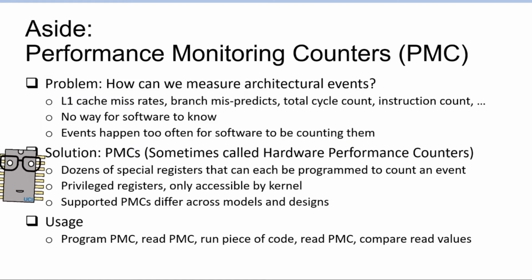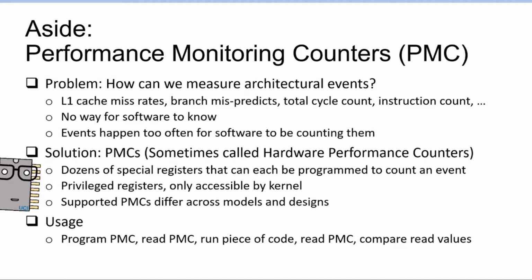And PMCs are typically dozens of special registers that exist on modern processors, even on our smartphones, that can be programmed to count such an architectural event. We can set a mask on one of these registers to increment itself whenever, say, a branch mispredict happens, for example, or a cycle increases, things like that.